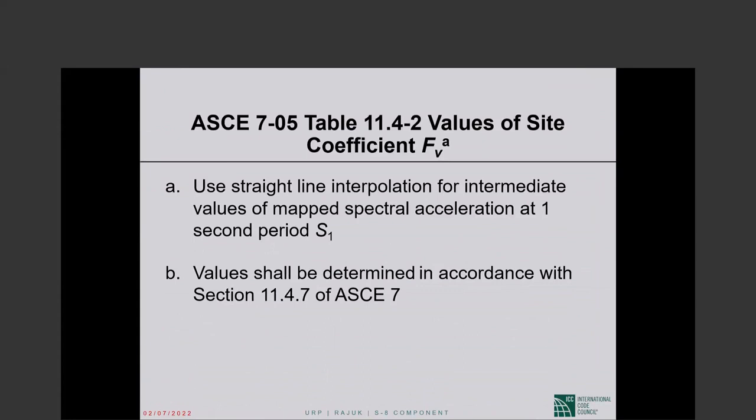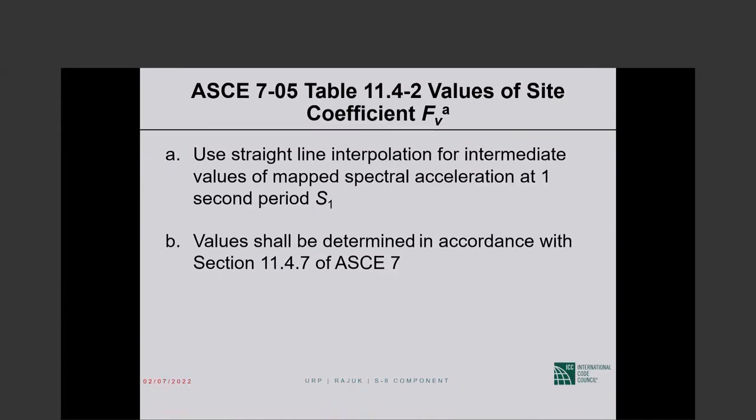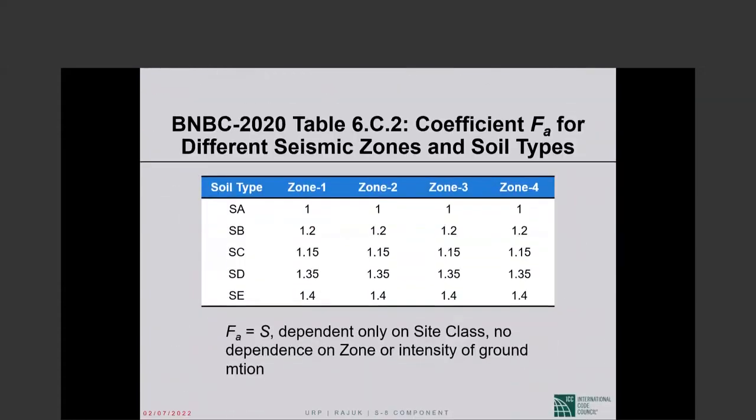Now, the interpolation between tabulated values and also the site-specific analysis according to 11.4.7. Now, in BNBC, the F sub A values are given in this table, 6.C.2, and these are the values.